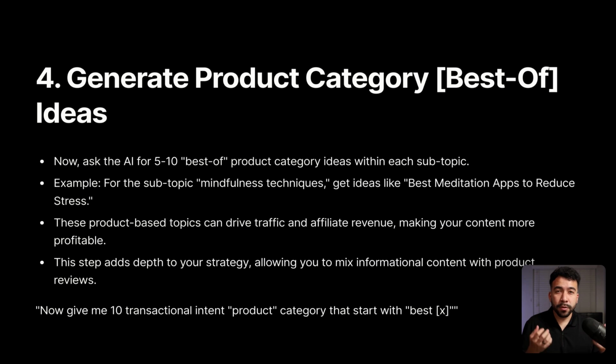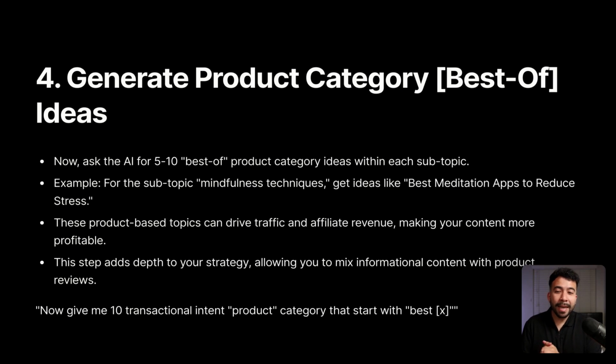So now that we have all the informational content, it's going to be important to come up with some kind of transactional intent content. And this is really for anyone who's pushing products, whether you're an affiliate, whether you have your own products and services or coaching. But we want to generate product category content because this is going to help us also look like an authority within our niche. You want to cover every single thing in your subtopics.